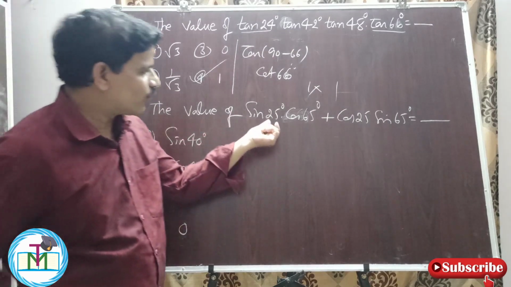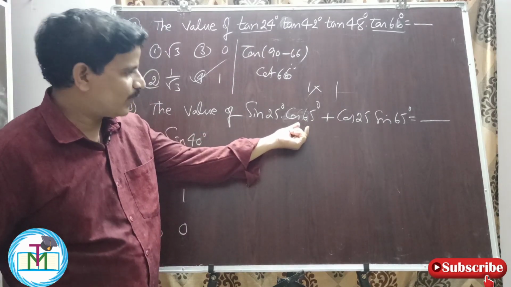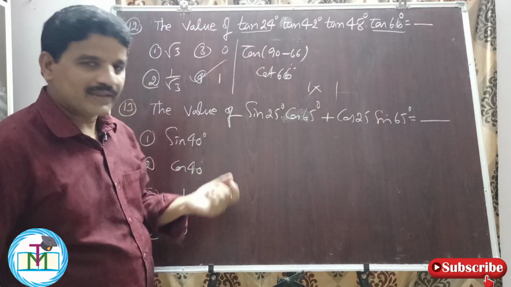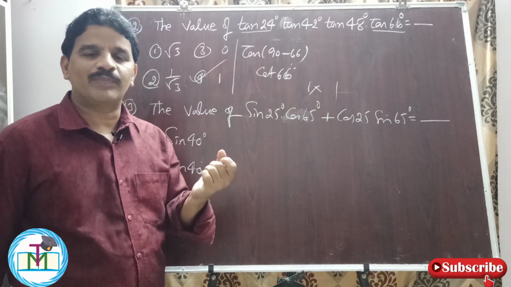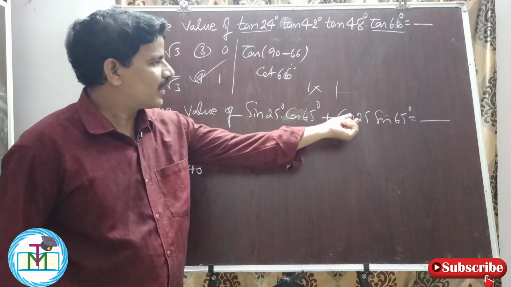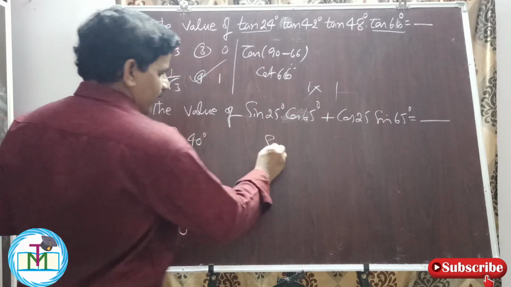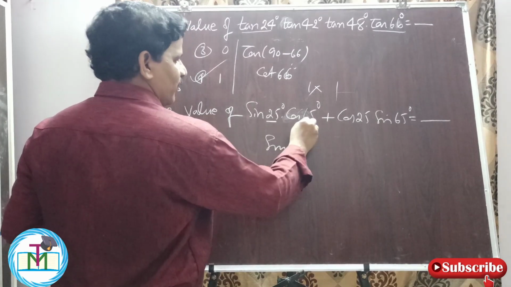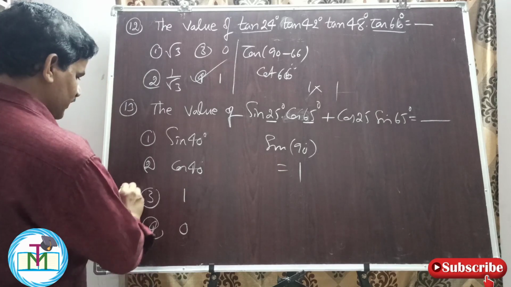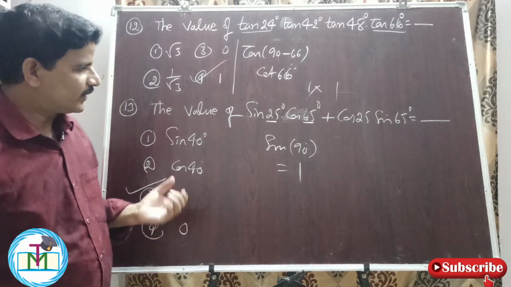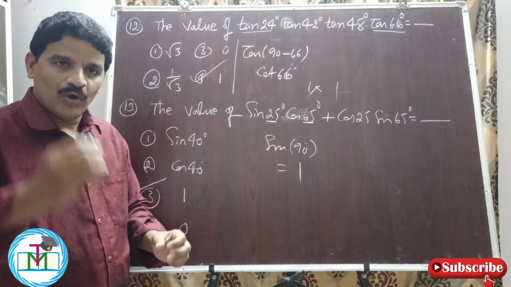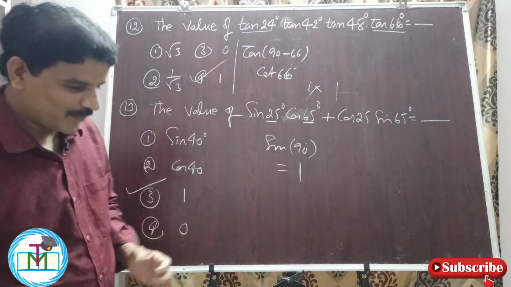The value of sin 25 into cos 65 plus cos 25 into sin 65. Here you have to remember the simple formula: what is sin(A plus B)? Sin A cos B plus cos A sin B is equal to sin(A plus B). 25 plus 65 is 90. Sin 90 is equal to 1. Option 3, 1, is the right answer. So whatever the equation given, we are using a simple formula.